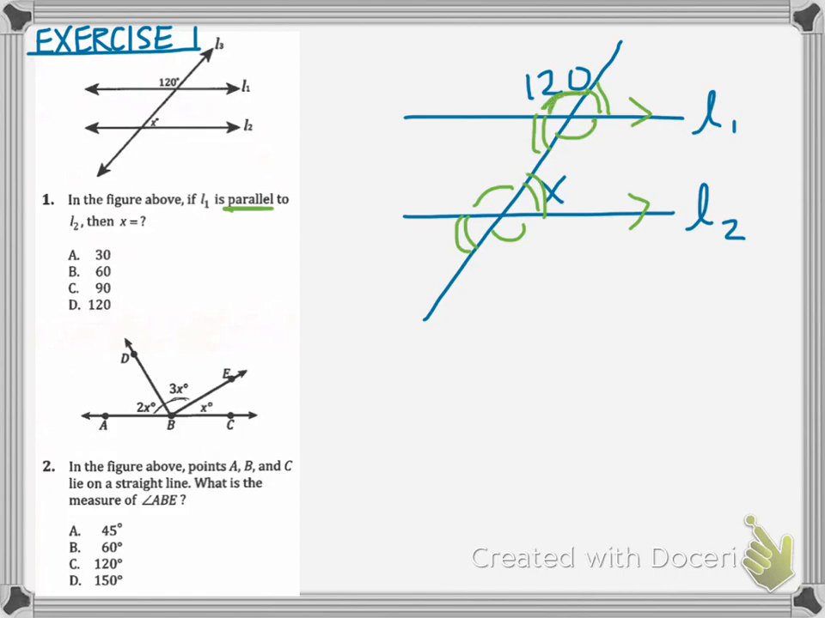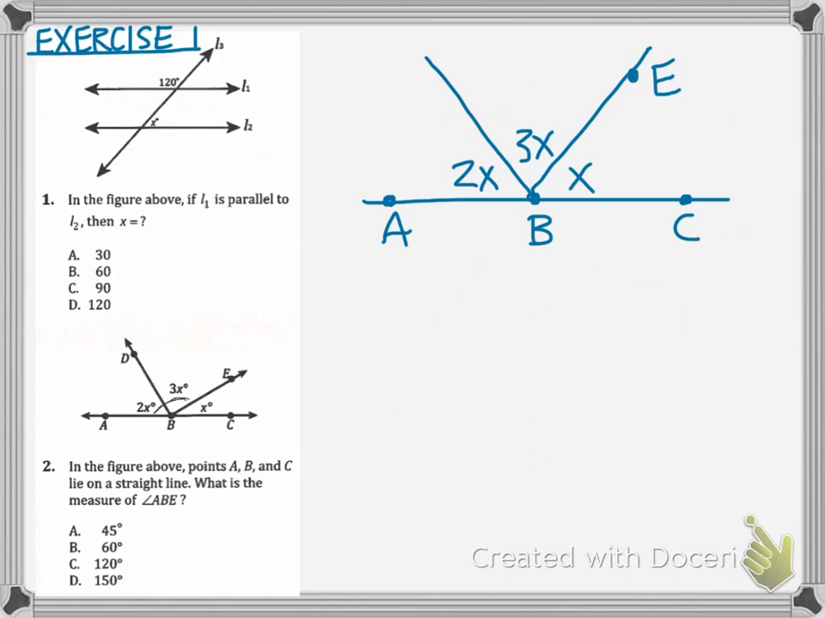So 120 and the x, I see these have different angle measures, so they're going to add up to 180. So what do I add to 120 to equal 180? That would be 60. So x is going to have a measure of 60 degrees. So the answer is B.